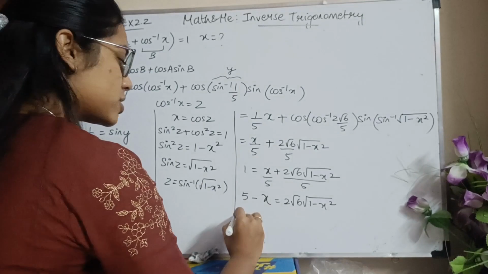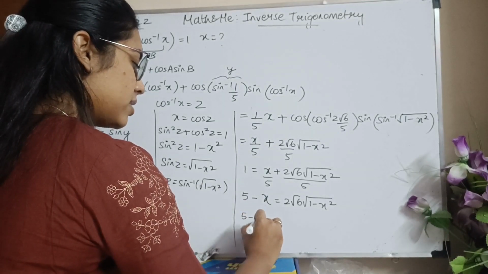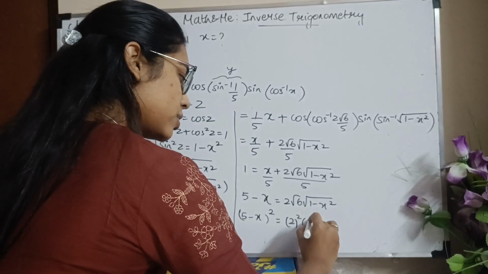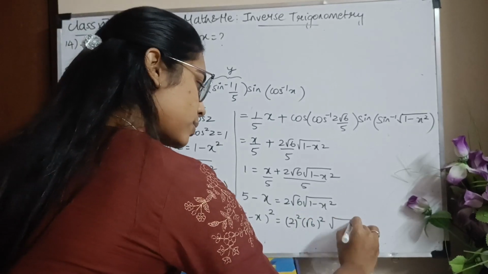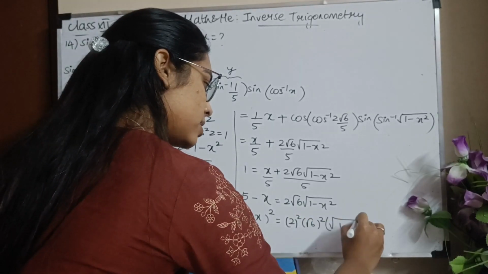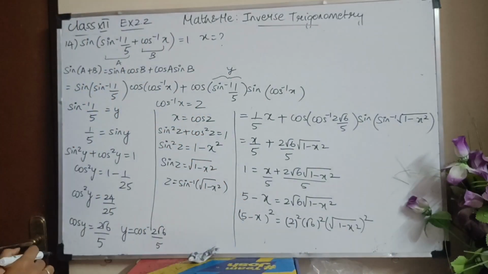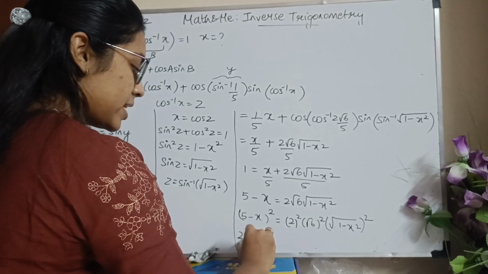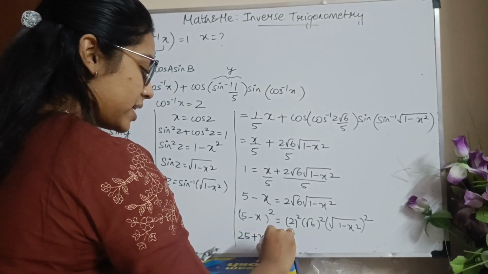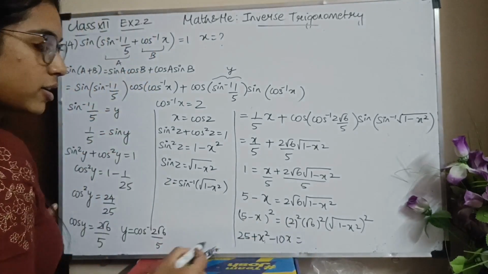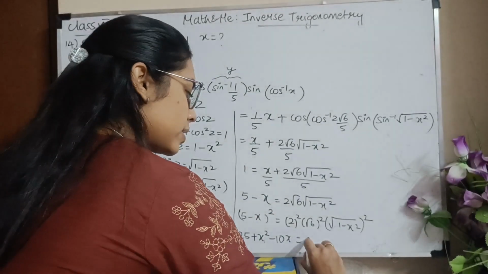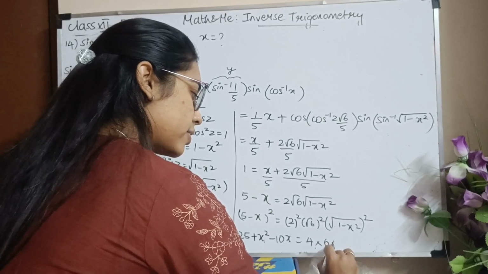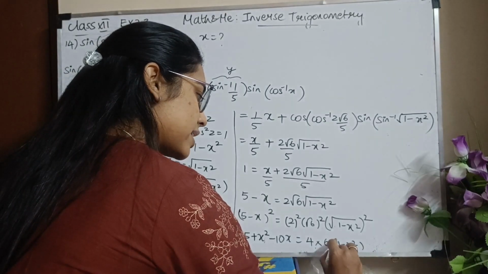So I have 5 minus x the whole square, which will be 5 minus x the whole square equals 2 root 6 the whole square times root of 1 minus x square the whole square. So the square root goes off. So what will I be left with? I have 5 minus x the whole square, so 25 plus x square minus 10x. Right hand side, 2 square is 4, times root 6 times root 6 is 6, and the square root goes off here. So I'll have 1 minus x square inside a bracket.